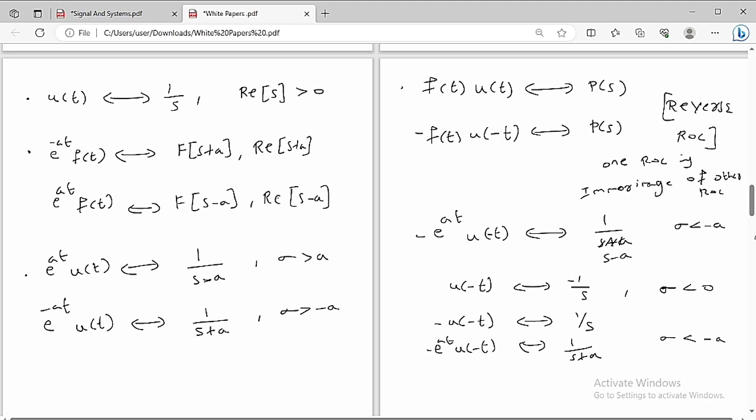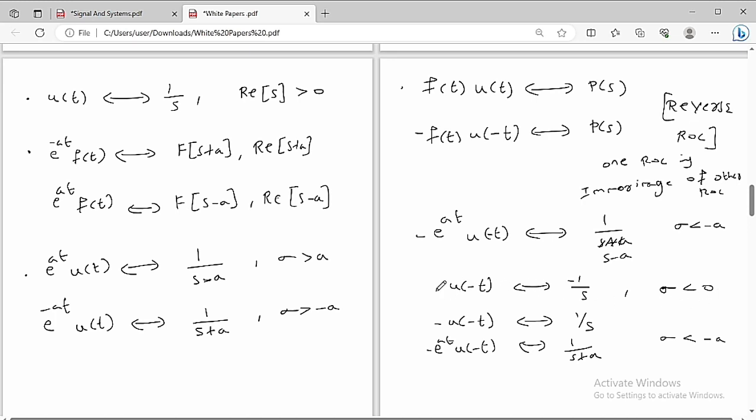So what is the reverse here? Sigma less than minus a. The reverse ROC means, greater than a, what is the mirror image, which is lesser than minus a. Suppose if you want me to prove how we got this, you can see clearly, for u of minus t, what is the Laplace transform? Minus 1 by s, with an ROC sigma less than 0.